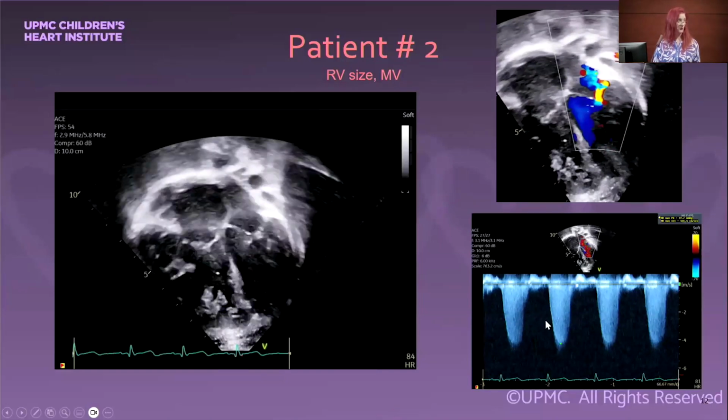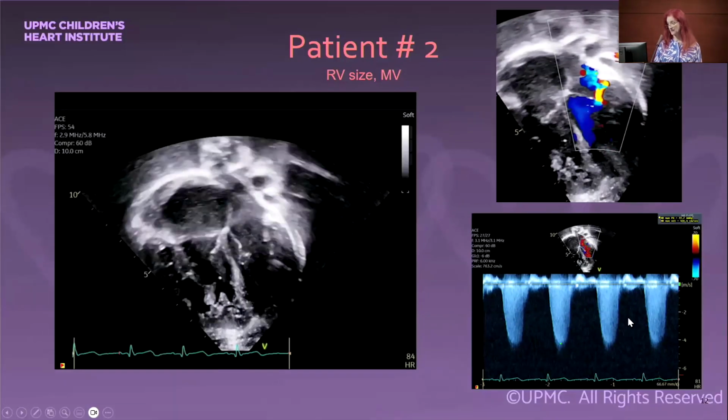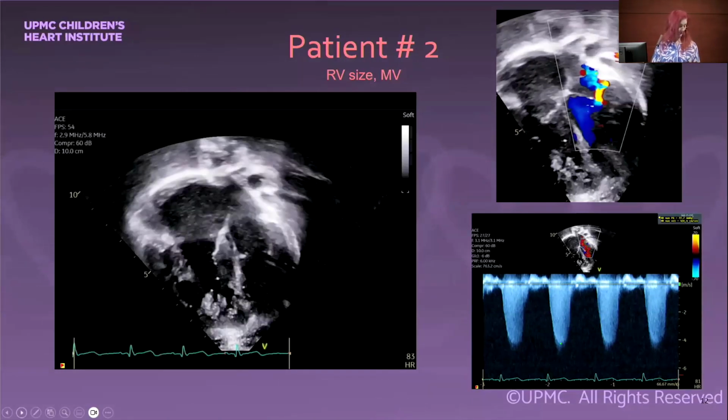And just to remind people, if you're going to make the left ventricle the systemic ventricle, you need to make sure that it's prepared. So this MR gradient was over 70, so we thought the LV was prepared.